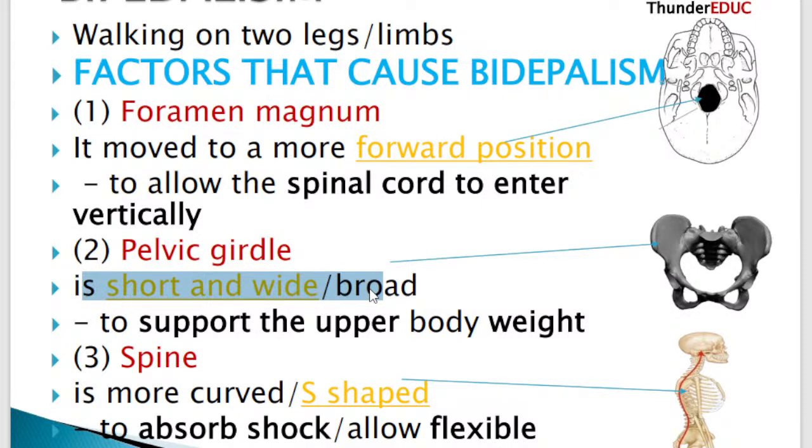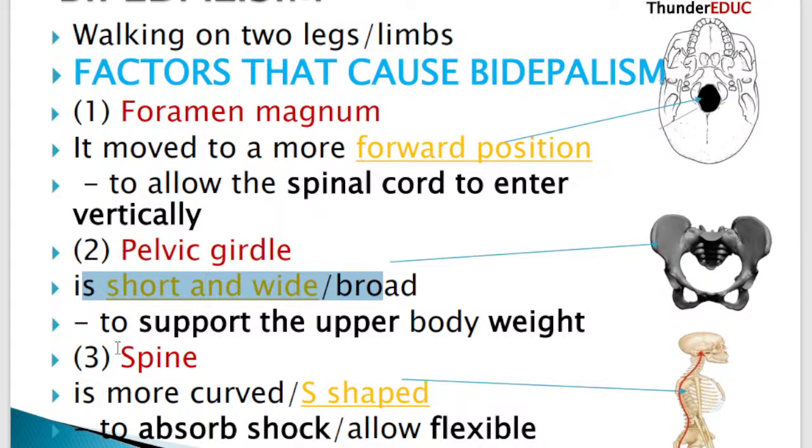The pelvis is short and wider to support the upper weight. Take an example. If you have a small bed and a big bed, which one is going to support the upper weight more? So when you are short and wider, it means that you can support the upper weight.